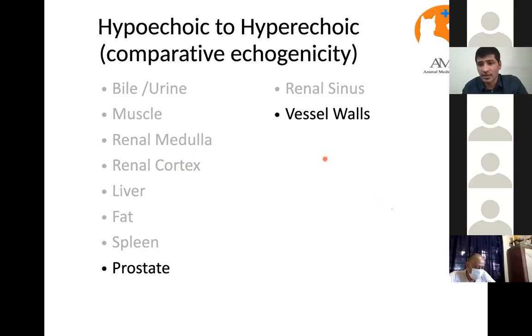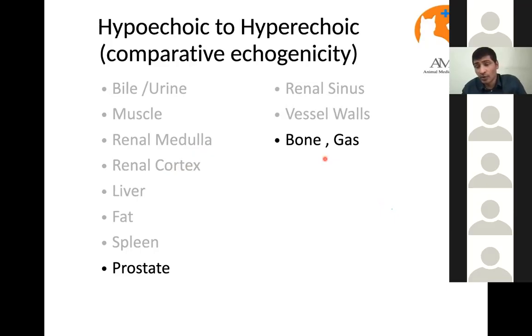And vessel walls look really white because they have really high density tissue. And bone and gas. So gas also looks white because it reflects the sound wave. It doesn't let the sound wave go through. And bone I just discussed. So here I'll show you the image.